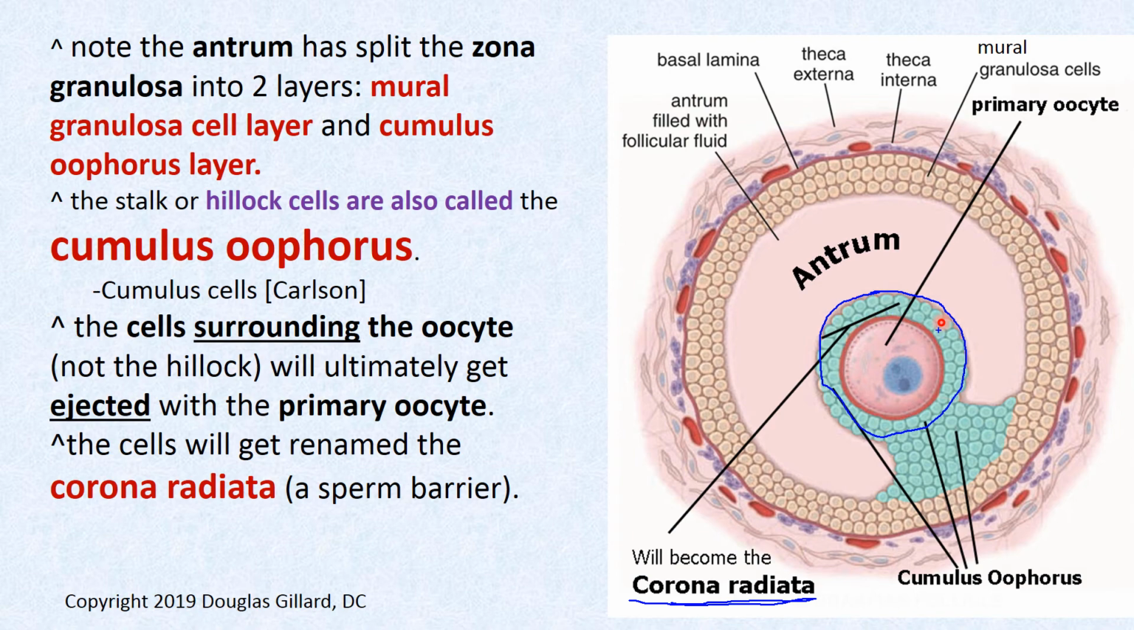Why they don't call them the corona radiata now to save this confusion is beyond me. You'd think they would, but this is definitely an area of confusion. The authors are all over the place on this. But for our purposes, everything in green, we're not going to say this is the corona radiata until after ovulation occurs. Okay, everybody good with that?